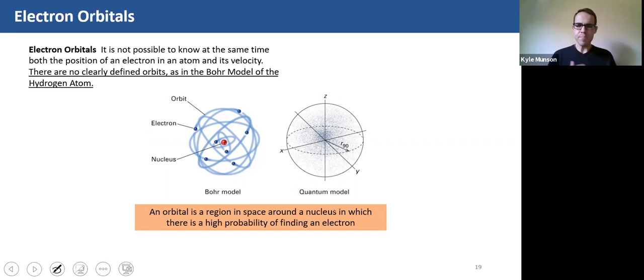Instead, what we really see is something known as an orbital, which is a region, shown over here, in space around a nucleus in which there is a high probability of finding an electron. And that's the key, that there's just a really good chance that we're going to find an electron there. So that region of space around a nucleus we call an orbital. And these orbitals have different shapes, actually.